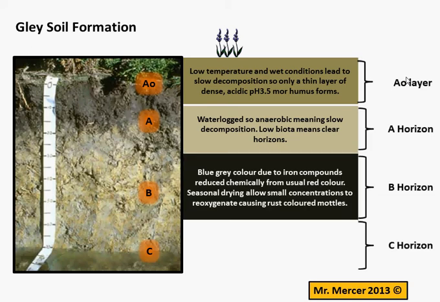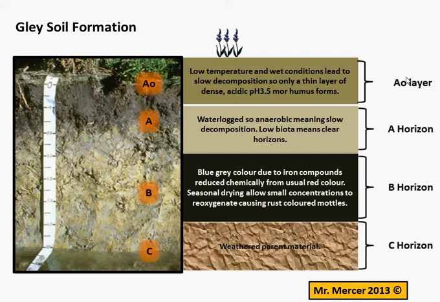Now, in the B horizon, you have a more blue-grey colour, and this is due to the iron compounds within this soil being reduced chemically from their usual red colour. Now, when the soil dries out in the summer, those concentrations of ferrous compounds, the iron within the soil that has been bleached this blue-grey colour, are allowed to reoxygenate, and that allows them to turn back into a rust colour, and that takes the form of a kind of rust-coloured mottling effect within the B horizon. That process is known as glaying.